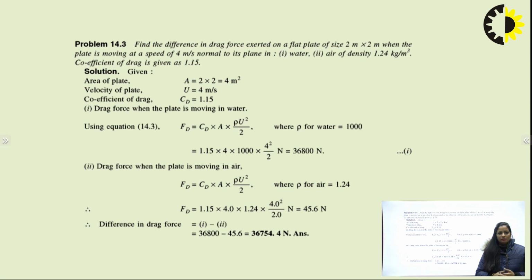What is the difference in the drag force exerted? That means first we are going to calculate the drag force in water, then we are going to calculate the drag force in air. The formula we know very well: FD equals half CD times area times density times free stream velocity square.